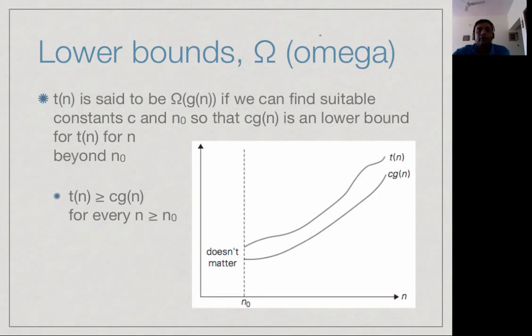So here we have the same thing. We have an initial portion that we are not interested in, because at this point nothing can be said. But beyond this n0, we have that T of n lies above. Okay, so T of n is always above C times G of n.